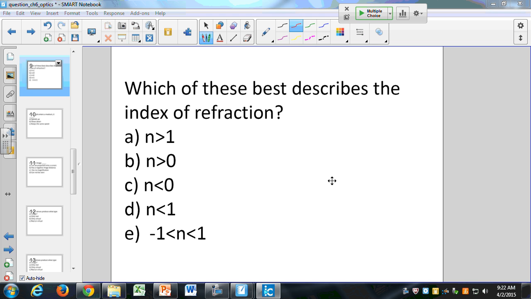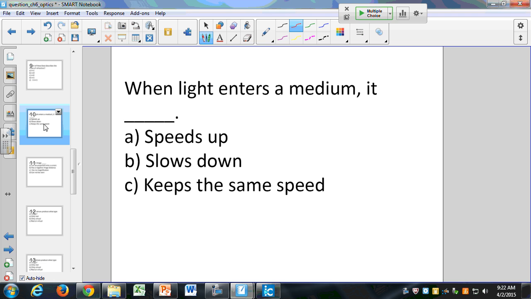For a vacuum, N is equal to what value? Is equal to 1. And then any other medium, even air, we say that it's 1, but it's actually like 1.00 something. Right? So it's not exactly 1. So the index of refraction for a medium is always greater than 1.